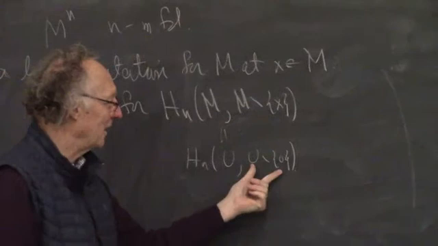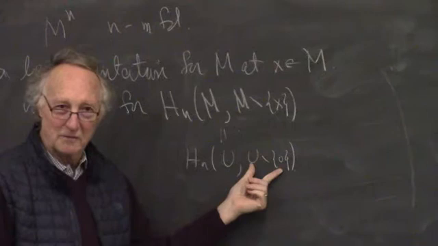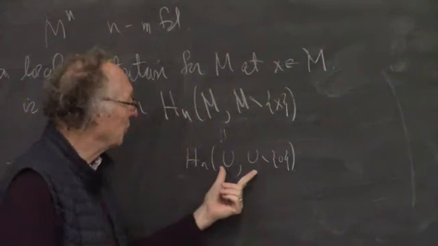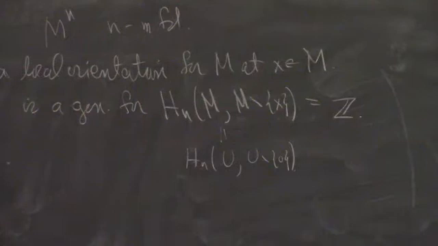Reduced homology of the sphere is non-trivial only in dimension n minus 1. So from the exact sequence of the pair, you see that this has one non-trivial homology group. That's in dimension n. So this group is C. And the local orientation is the same thing as choosing one of the two generators of this group.